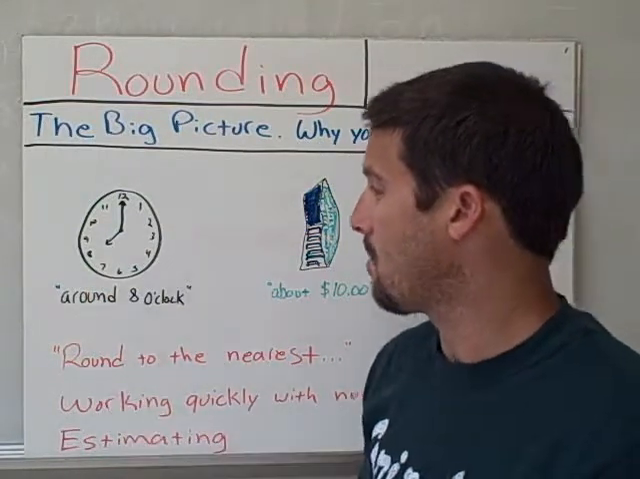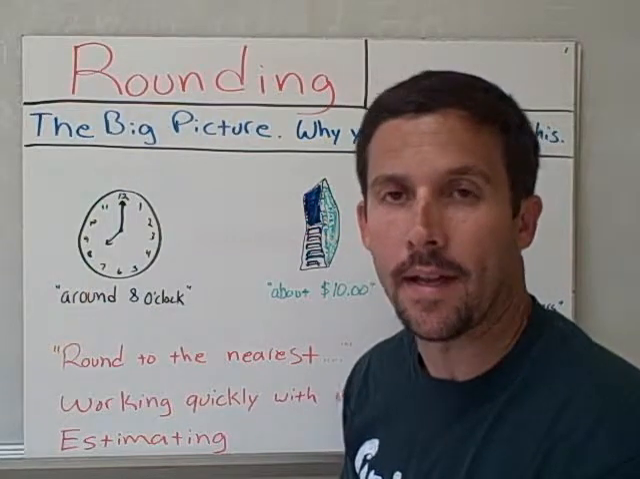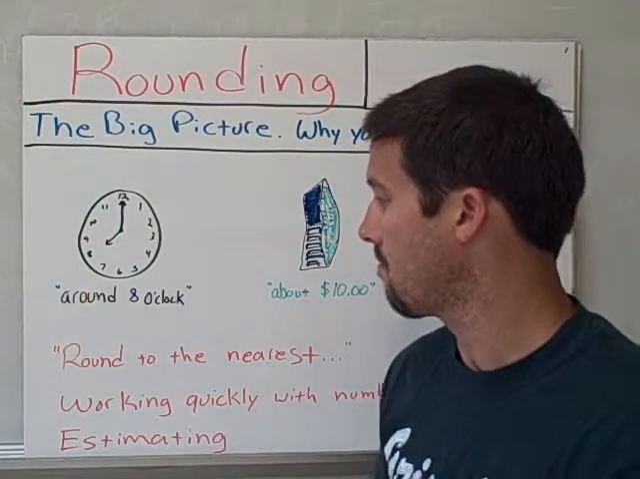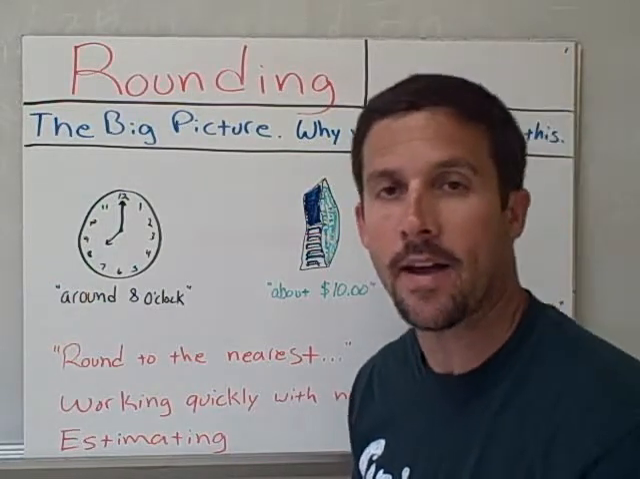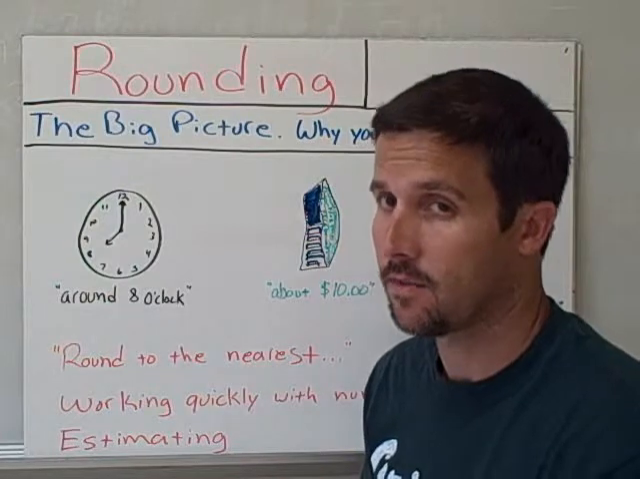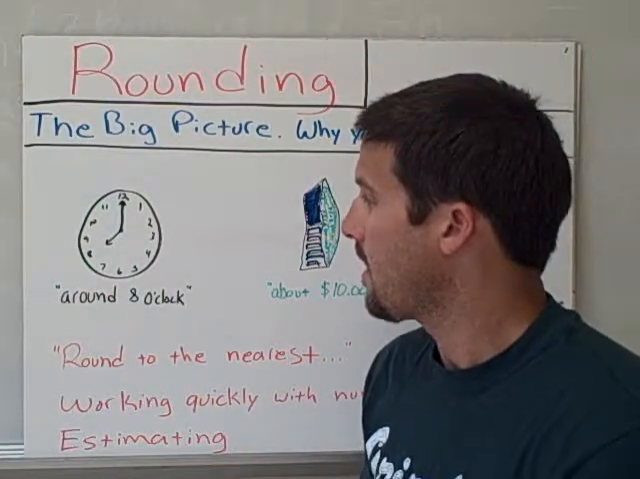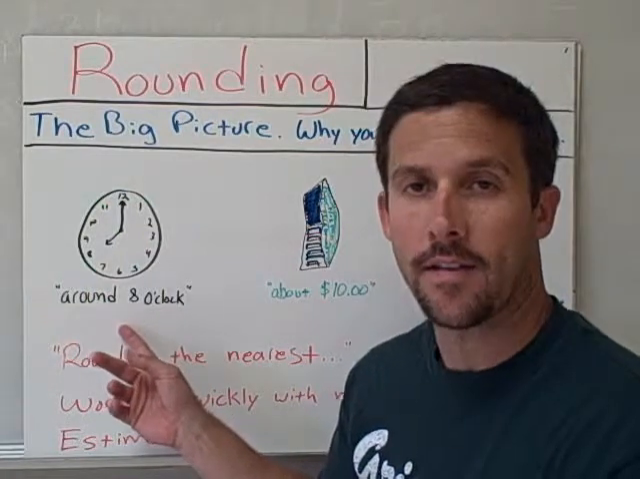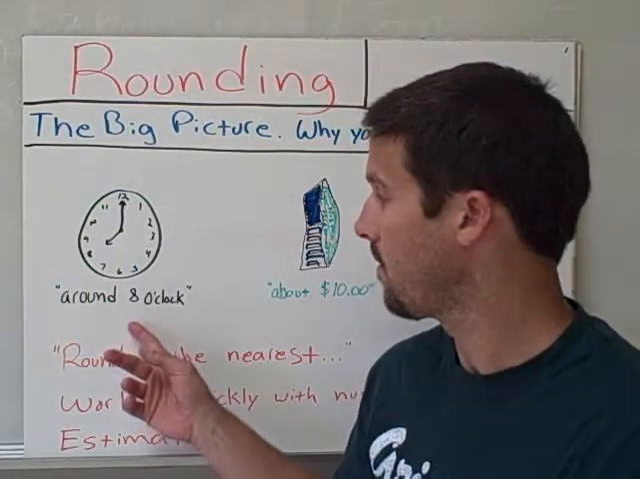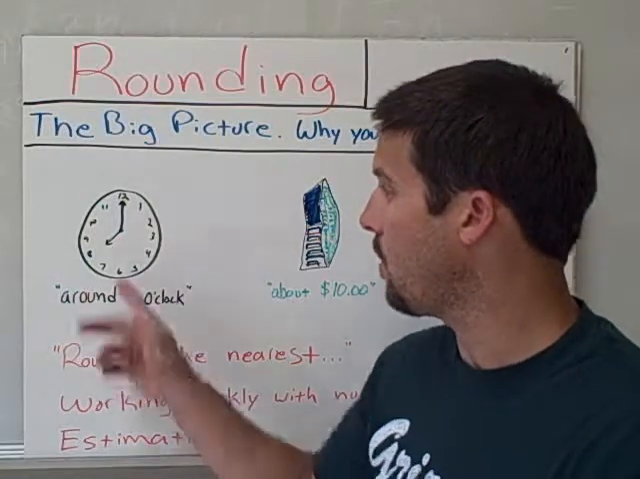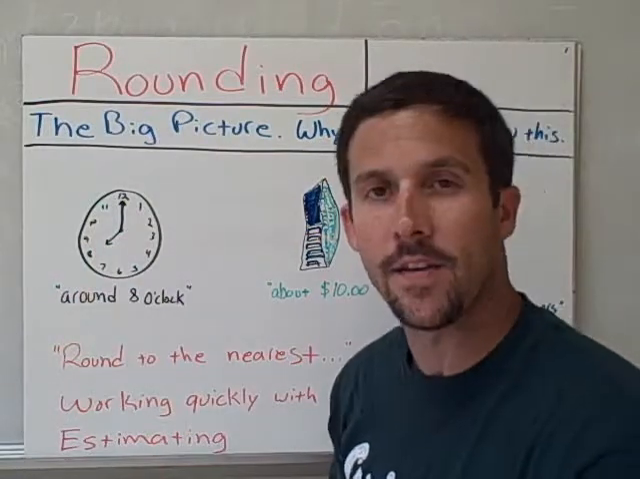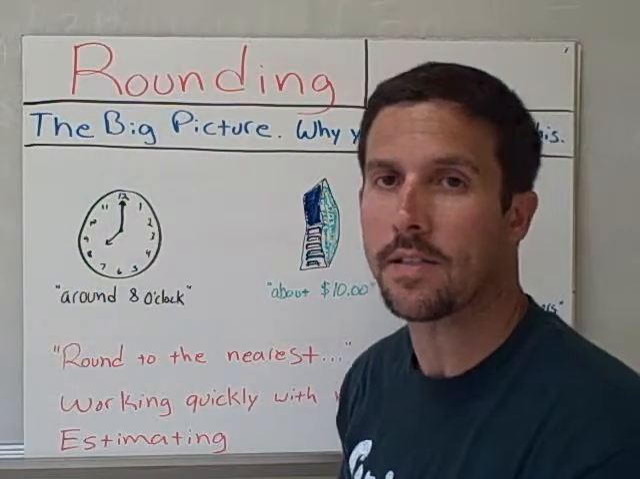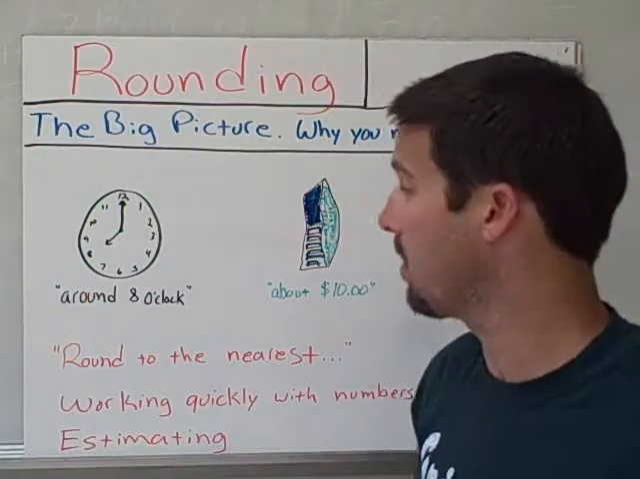Let's say with time, someone asks you, what time do you go to bed? Well, you don't know exactly what time you go to bed, but sometimes you may say, around 8, or around 9, or around 10, if you're good. Now, you wouldn't say around 8 o'clock if you went to bed at 8:55 or 9:05. You only say around 8 o'clock if you go to bed somewhere between maybe 7:50 and 8:15. That's a good idea of what rounding is. You're just giving a general idea of what time you go to bed.